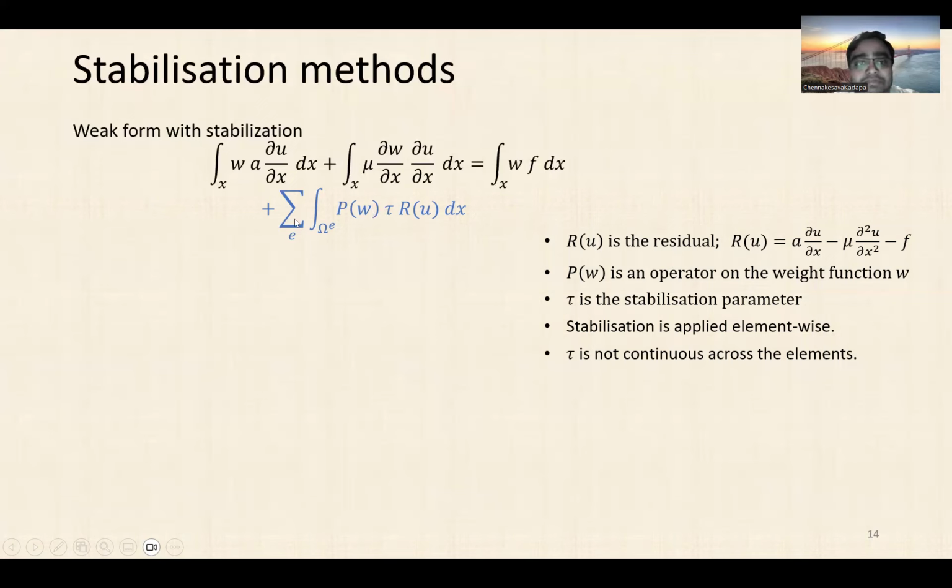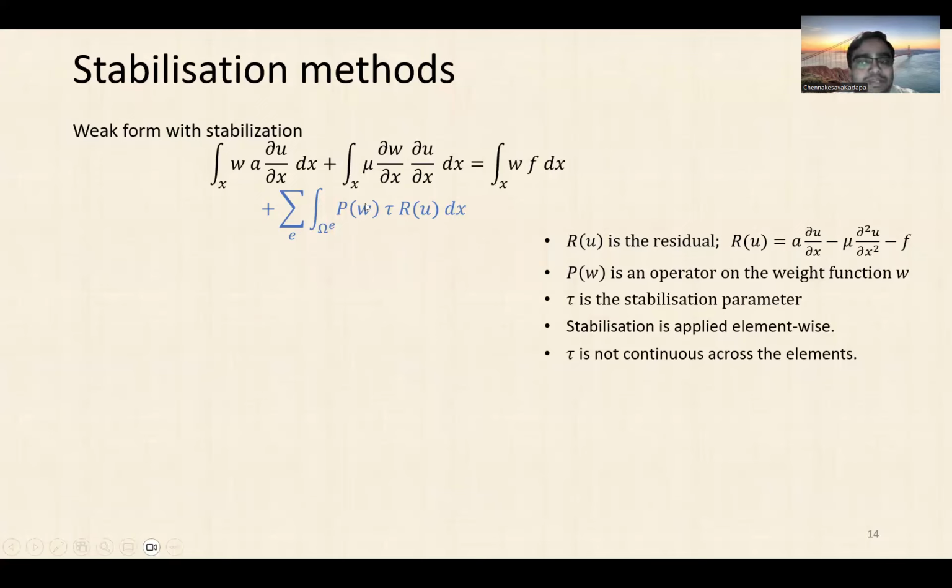Like I said, stabilization is applied element wise. And because of this, tau need not be continuous across the elements. So we can calculate tau element wise, and that's what we will do. That's what makes this method quite powerful. So now what is P(W)? We know R(u), the residual of the PDE, and tau is a constant which we calculate element wise and even Gauss point wise. The only thing that we don't know is P(W).